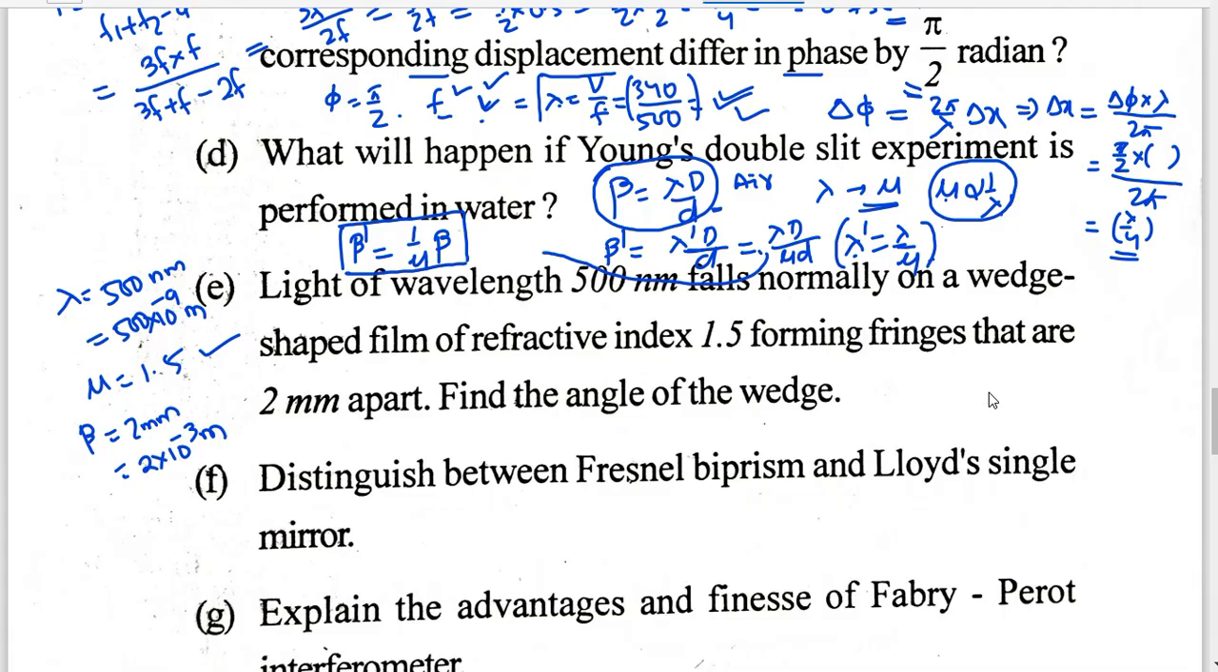So what's the formula? Remember, in case of a wedge-shaped film, the fringe width beta is equal to lambda divided by 2 mu theta. What is theta? Theta is the angle of the wedge. That is, theta is equal to lambda divided by 2 mu beta. Now put the values of lambda, the refractive index mu and beta, then you can find the answer theta. And theta will be in radian. Okay, now next question.